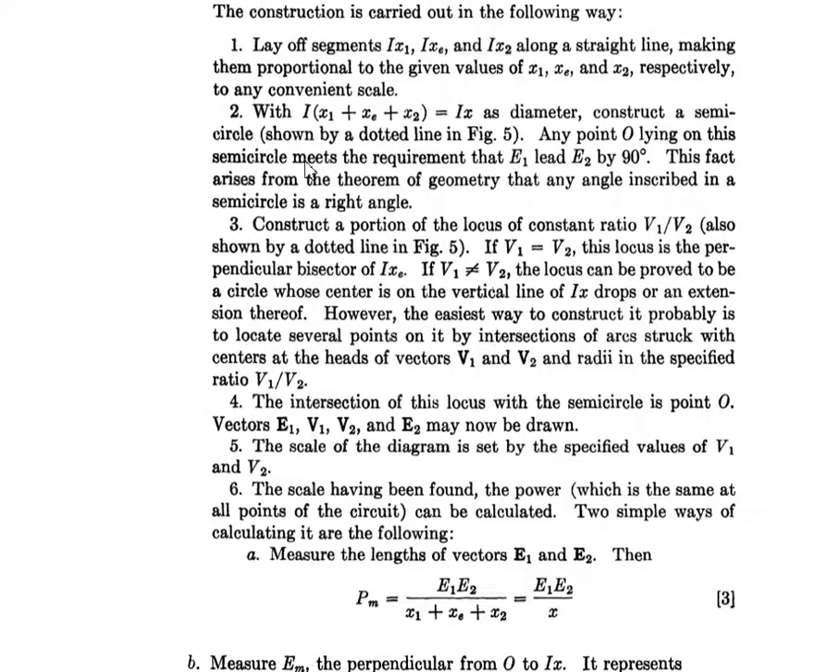The second step is, with the drop Ix1 plus xc plus x2, which is equal to Ix, as a diameter, construct a semicircle. Any point O lying on this semicircle meets the requirement that E1 leads E2 by 90 degrees. And this is true. This fact arises from the theorem of geometry that any angle inscribed in a semicircle is a right angle.